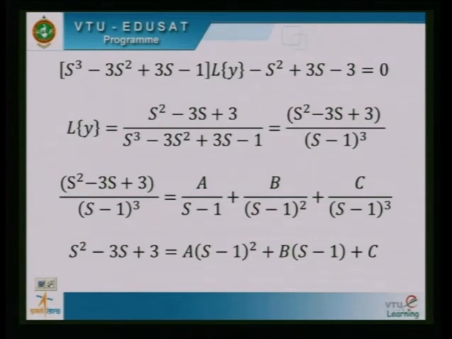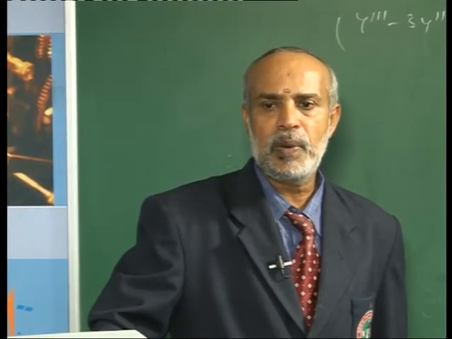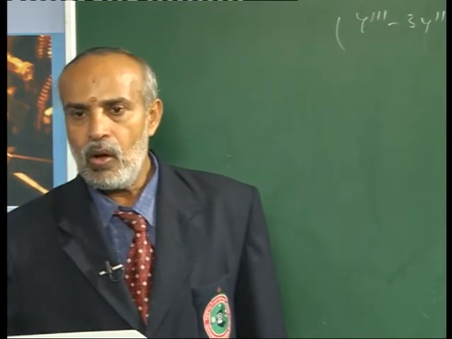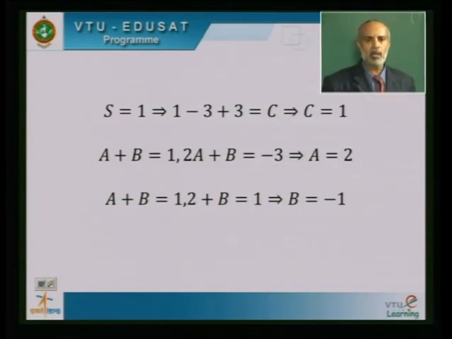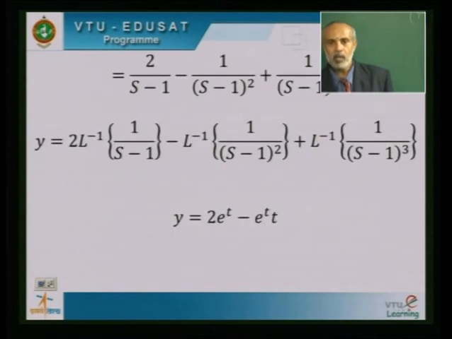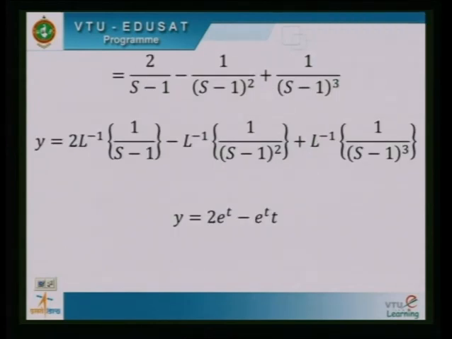Now first you can solve by partial fractions, otherwise it is not possible to apply the inverse. Then s squared minus 3s plus 3 divided by s minus 1 whole cube equals a divided by s minus 1 plus b divided by s minus 1 whole squared plus c divided by s minus 1 whole cube. Now multiplying throughout the equation by s minus 1 whole cube, it becomes s squared minus 3s plus 3 equals a into s minus 1 whole squared plus b into s minus 1 plus c. Now if you put s equal to 1, you get c equal to 1, and similarly a value is 2 and b value is minus 1. Then you get 2 divided by s minus 1 minus 1 by s minus 1 whole squared plus 1 by s minus 1 whole cube.